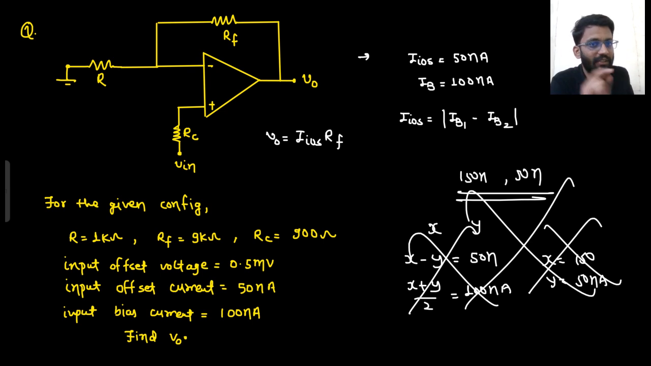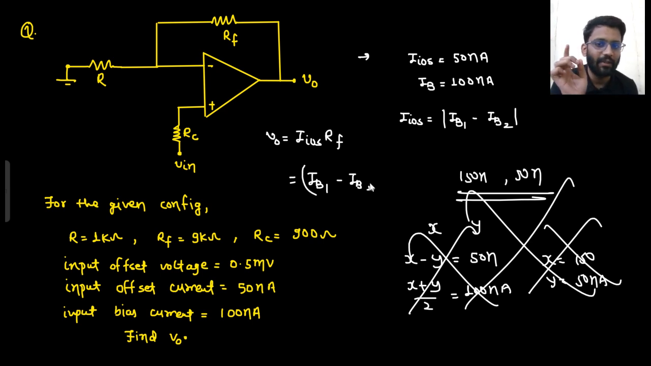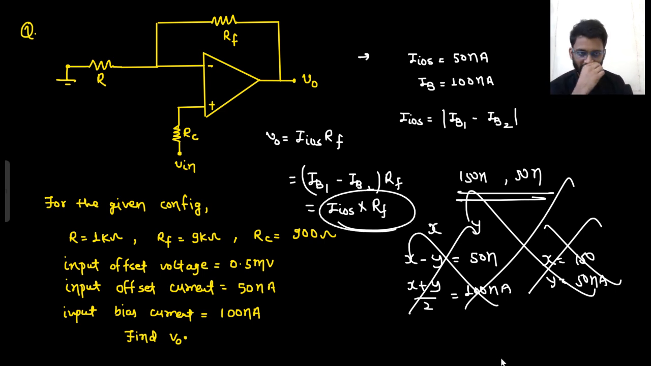So if this compensation resistance is there, what will it give me at the output? It will give me at the output IB1 minus IB2. Which one is IB1? Which one is IB2? You don't need to care about that. IB1 minus IB2 into RF. And the difference of these two currents is certainly the offset current into RF. That's it. This is what it will give me.